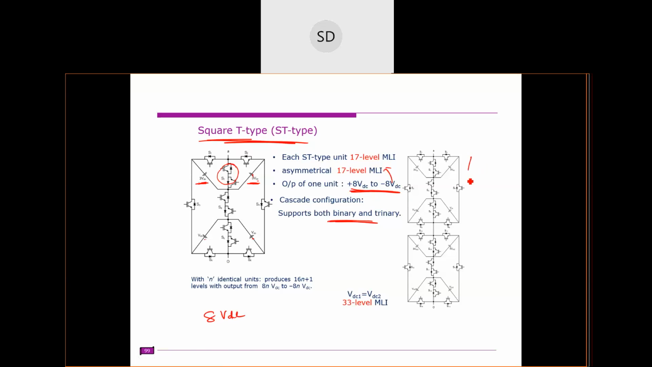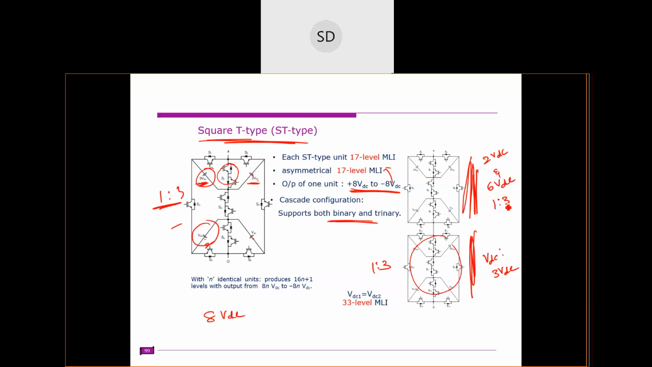So you can increase the number of levels by cascading or the series connection. Whenever we have a series connection, we have different voltage ratios. Here the voltage ratio can be maintained as 1:3 VDC, right? So inside this is 3 VDC, and here you may have a different voltage ratio. You may keep 2 VDC and 6 VDC. Inside that, the voltage ratio is 1:3. So this source and this source must be 1:3. Here also 1:3 is maintained.